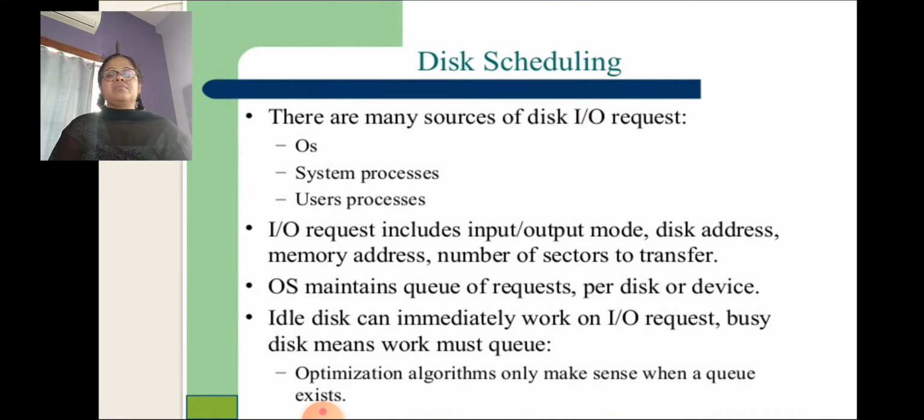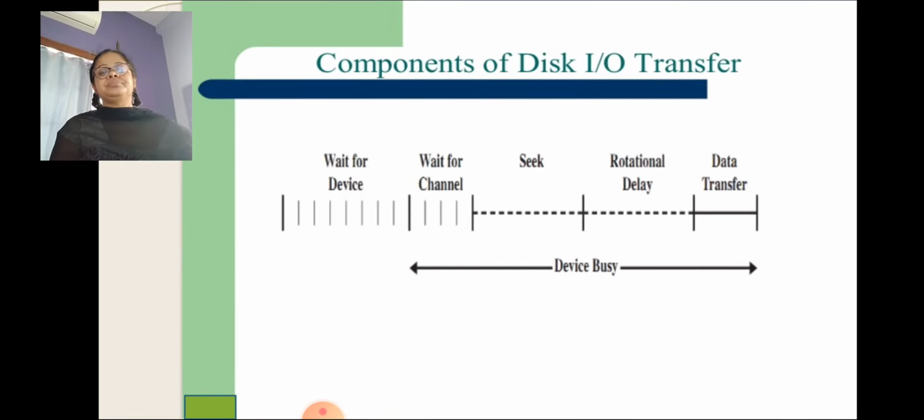An idle disk can work on an input output request immediately. A busy disk means work must be queued. Optimization algorithms only make sense when a queue exists. If there is no queue, then there is no point in executing an optimization algorithm.